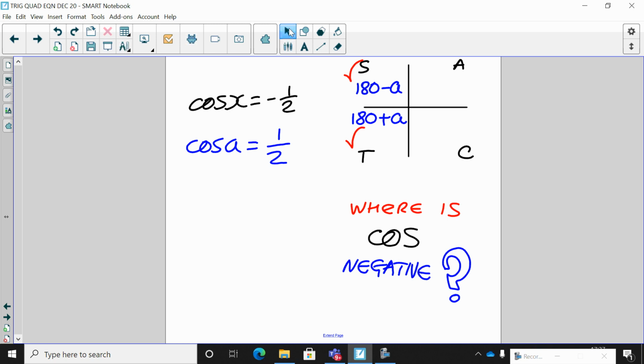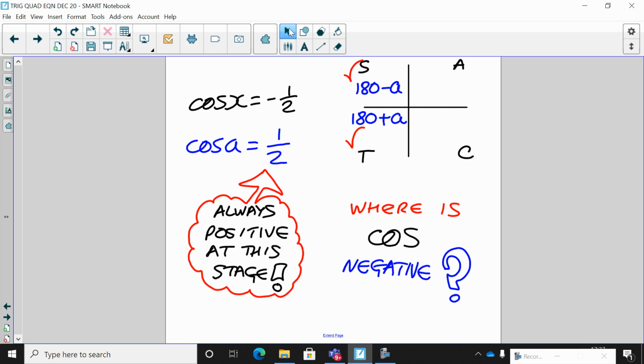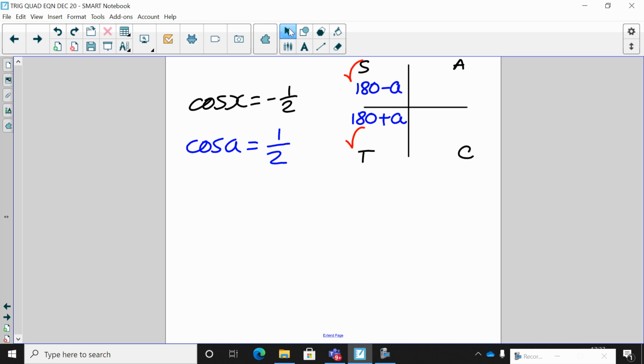Where does cosine of an angle equal 1/2? Well, we need to get A on its own, calculate our answer. Like we're saying here, a wee reminder, it's always positive at this stage. It doesn't matter about the top line, it just identifies the quadrants. So let's go for it. Inverse cosine of 1/2. If we're in degrees in the calculator, it will say to you probably 60, hopefully.